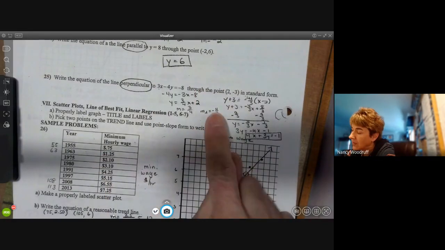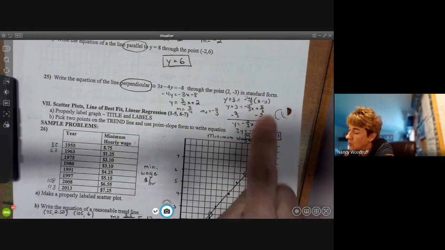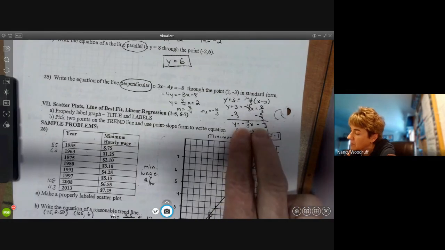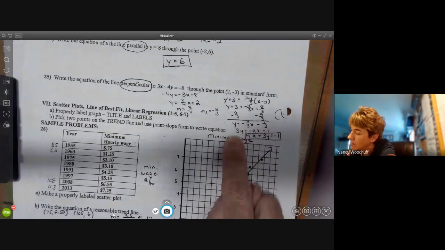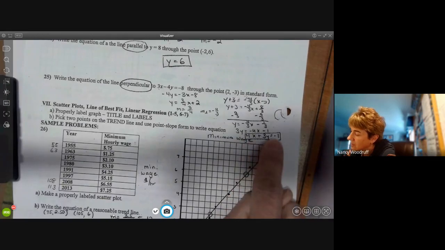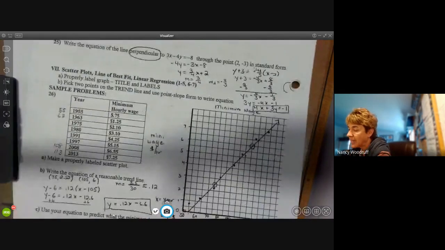You're going to take that slope and the point and put it in point slope form. You're going to do the distributive property. You're going to subtract 3, and notice I'm doing it as thirds, -9/3 to make it easy. And there is my slope intercept, but darn it, they want standard form. So I'm going to clear the fractions by multiplying by 3, and then add the 4x, and there is the final standard form equation.